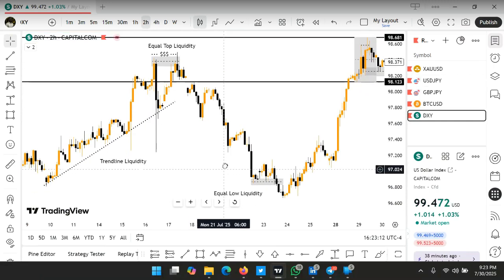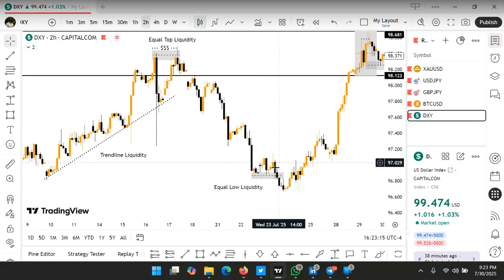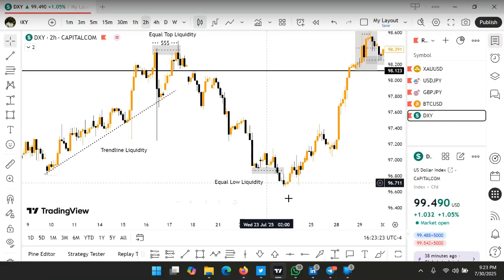Now for equal low liquidity, check this level. We have a low here, a low here. What this market did, the market sharply broke below it, taking liquidity. This is a sweep of liquidity of this low, this equal low. So there is liquidity sitting here. All the stop losses below this level would have been taken out, right? Would have been taken out.